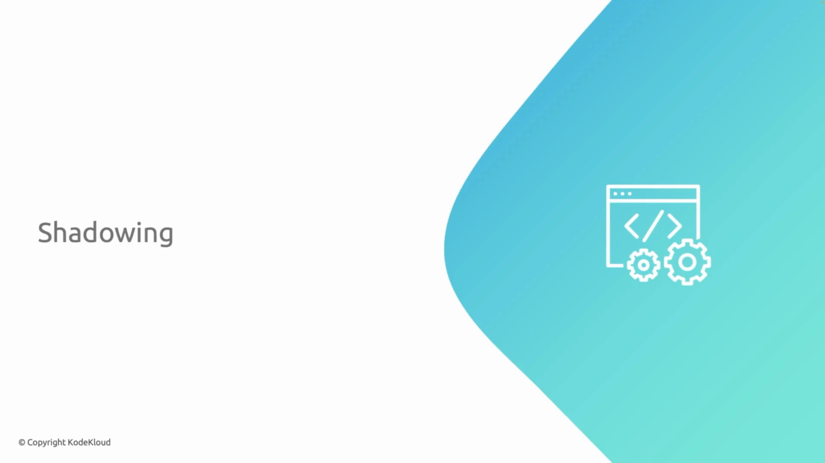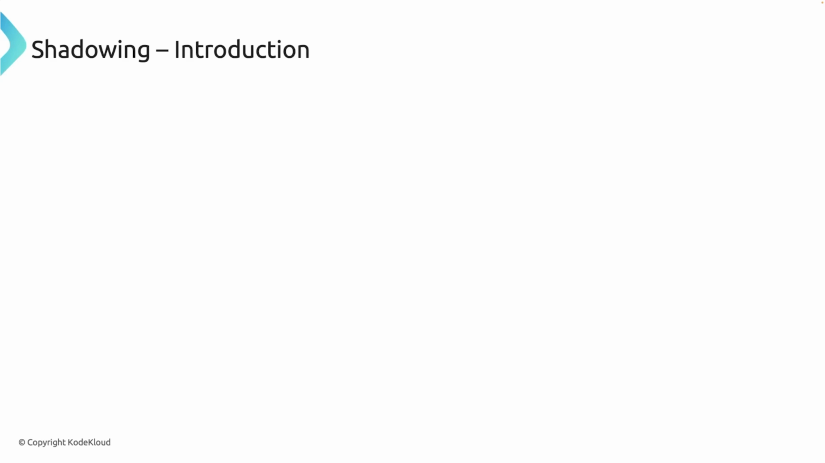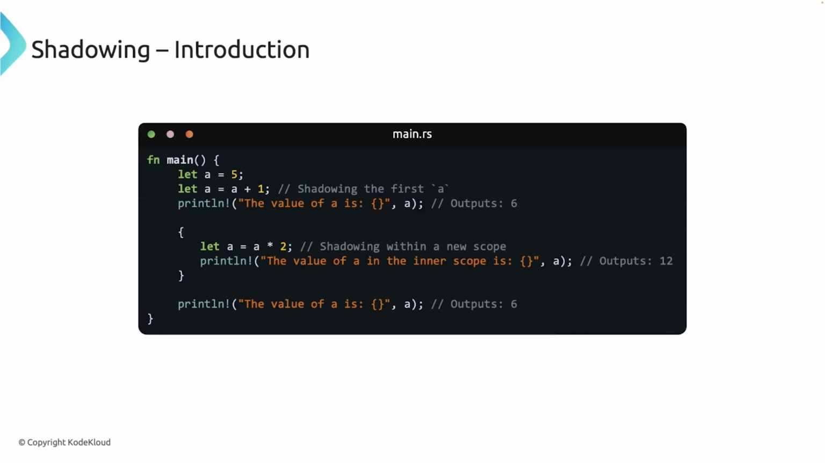In this video, we'll be exploring a fascinating feature in Rust known as shadowing. Shadowing allows you to reuse a variable's name in a way that can make your code cleaner and more understandable. Let's dive in and see how it works. Shadowing in Rust allows you to declare a new variable with the same name as a previous variable. The new variable overshadows the old one, making it accessible only within a certain scope. This can be very useful for reusing variable names without needing to introduce new ones.